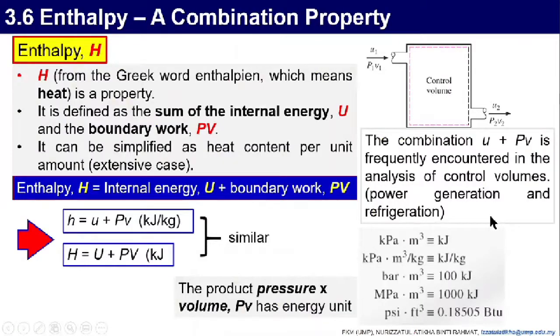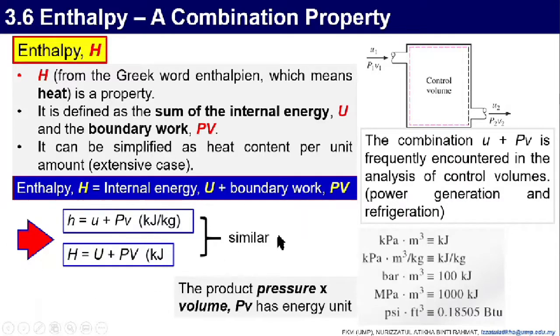So now let's see the definition of enthalpy. Enthalpy, a combination property. Enthalpy with the symbol uppercase H is from the Greek word enthalpion, which means heat. It is a property defined as the sum of the internal energy U and the boundary work PV. It can be simplified as heat content per unit amount of extensive case. Enthalpy H equals internal energy U plus boundary work PV.